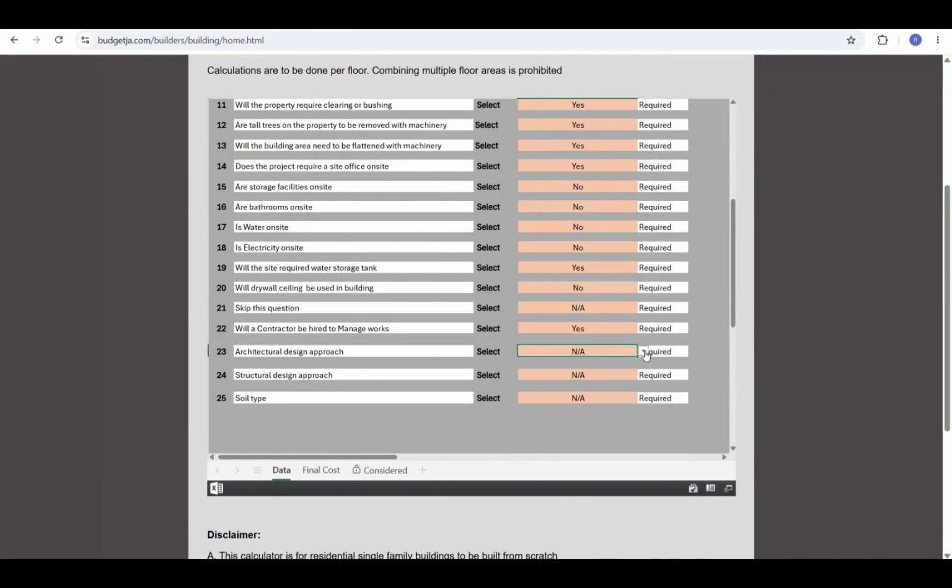Now, we are going to say there's a contractor, and we are going to say that we are using traditional for questions 23 and 24. And the final answer that we are going to put here is the type of soil.